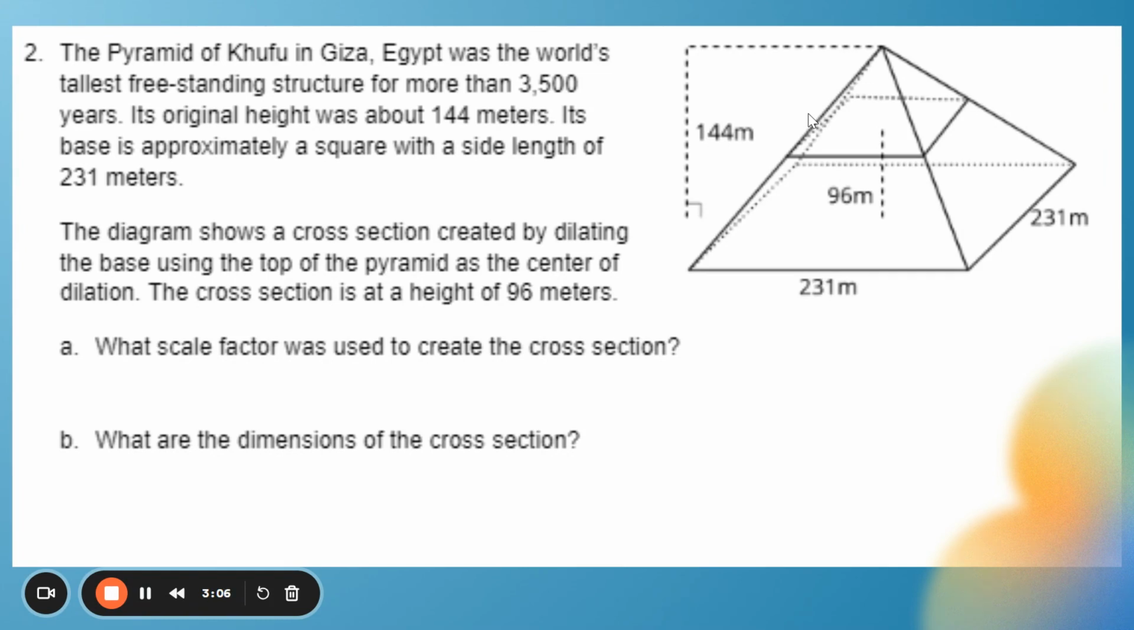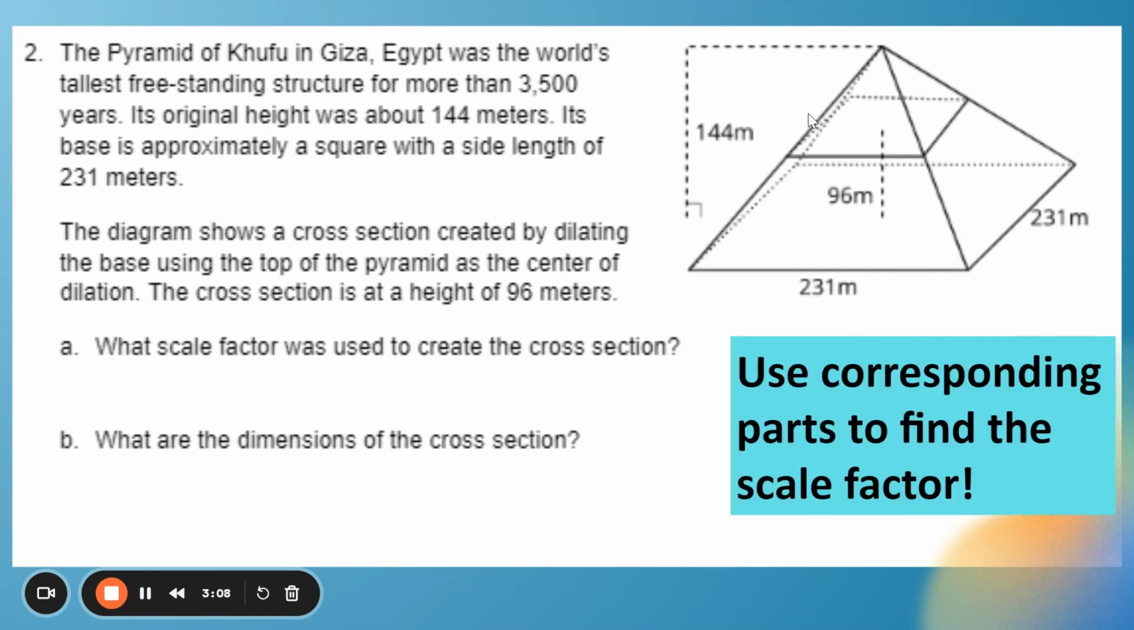So as we are looking at what scale factor was used, first we need to find some corresponding parts to help us find a scale factor. So here are some corresponding parts where we know both of those parts. So we know the cross-section is 96 meters above the base, and that the top of the pyramid is 144 meters above the base. So we can use those to help us find our scale factor.